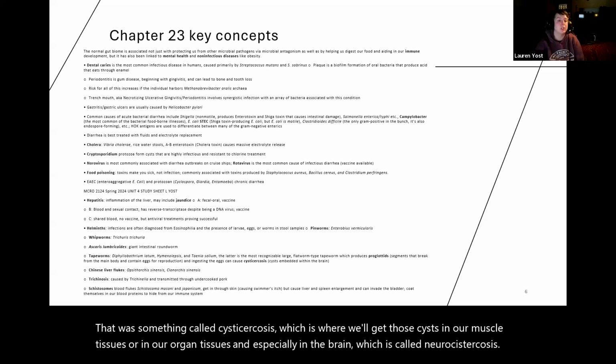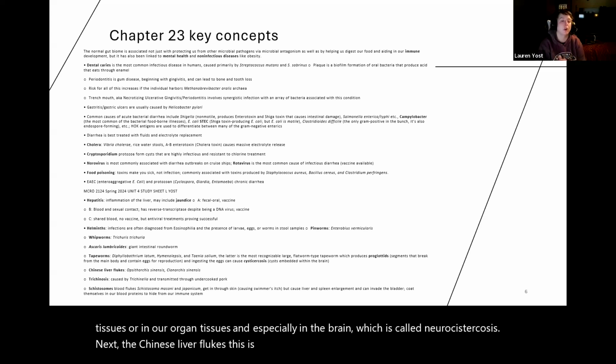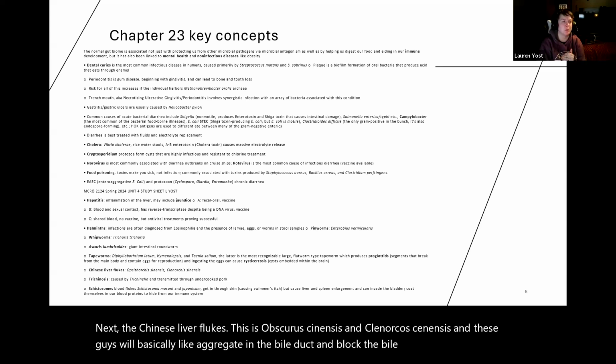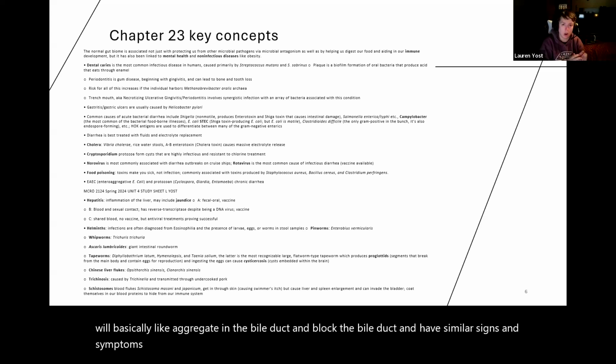Next, the Chinese liver flukes. This is Opisthorchis sinensis and Clonorchis sinensis, and these guys will basically aggregate in the bile duct and block the bile duct and have similar signs and symptoms to gallstones, but can also have the inflammatory liver presentation associated with the infection.